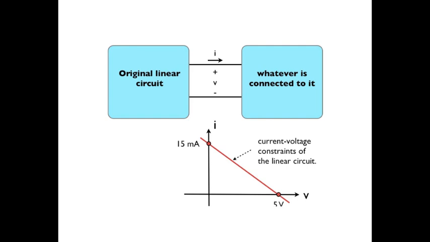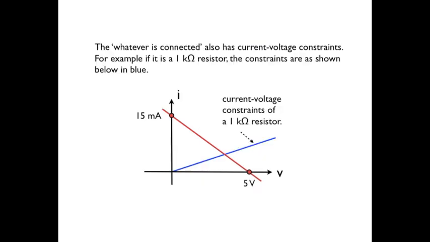Now, the Thevenin equivalent circuit that we built has the same open circuit voltage and the same short circuit current, so the red line also indicates the current-voltage characteristics of the Thevenin equivalent circuit. Well, the original circuit's not the only thing bringing some requirements to the table. Whatever is being connected to those output terminals also has constraints on current and voltage. For example, say we're connecting a 1 kilo ohm resistor. The blue line shows the IV constraints of a 1 kilo ohm resistor.